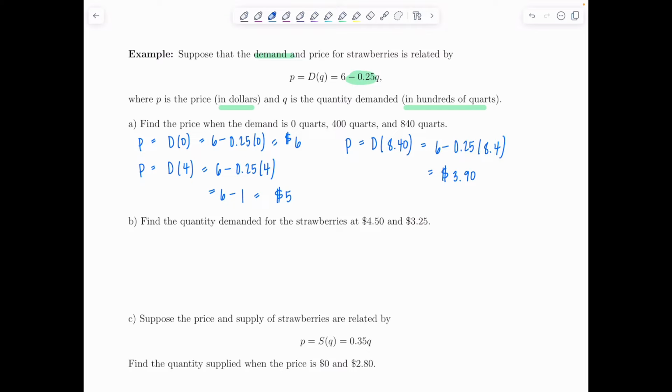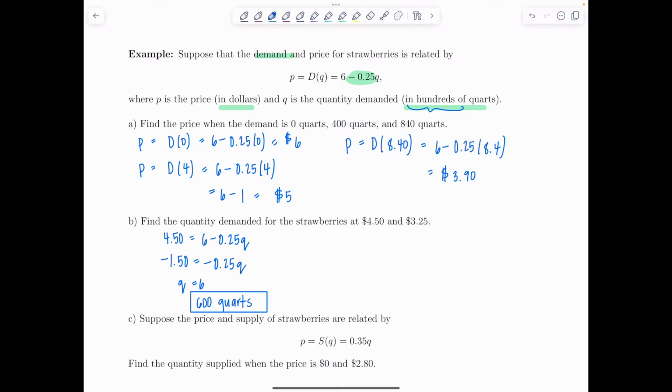So find the quantity demanded for the strawberries at $4.50 and $3.25. So we're going to substitute these in for P. So $4.50 equals 6 minus 0.25 times Q. I'm going to subtract 6. So you have negative 1.50 equals negative 0.25 Q. Divide by negative 0.25, and Q is 6. But when we report our answer, remember Q represents hundreds of quarts. So that's 600 quarts if strawberries are priced at $4.50.